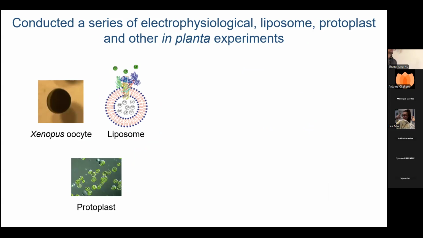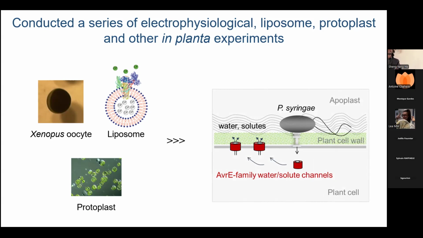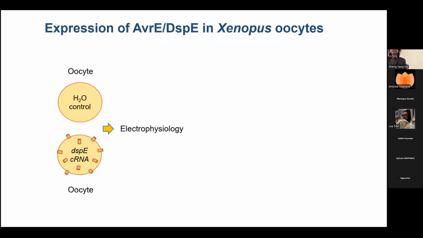So we did a bunch of electrophysiological, liposome, protoplast and other in planta experiments. These are published, so I don't want to go through all of them, just show a few results. They are collectively consistent with the idea that these are actually channels in the plasma membrane of the plant cell, and whatever they're doing is to accumulate water and solutes. An example of electrophysiology: you inject oocytes with cRNA of either a water control, or a mutant of DspE, for instance, or the wild-type DspE. If DspE encodes a channel that targets to the membrane, it will go to the membrane and allow the ion to go through. Depending on what ion goes through, you can measure the voltage change or membrane potential change.